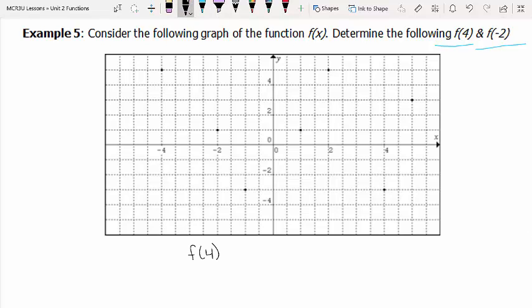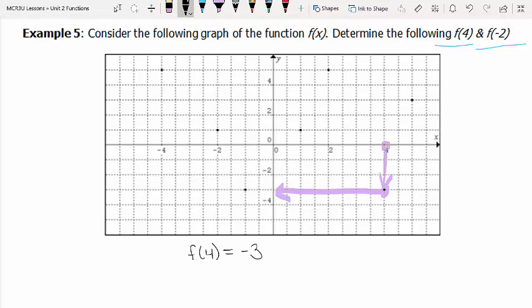So what is f at 4? So if 4 is our input, it means it's the x value. They're asking what's the y value that goes with 4? So let's find 4 on our x-axis. It's right here. And let's find the point that's associated with it. Right here. Okay, so what y value is that? It's negative 3. So that means f at 4 is equal to negative 3.